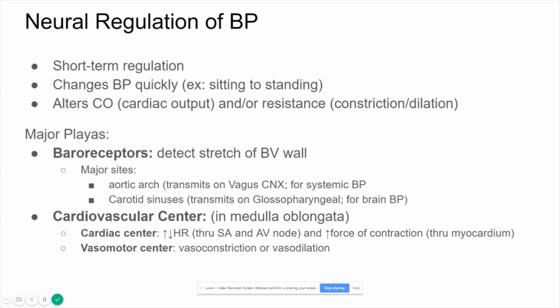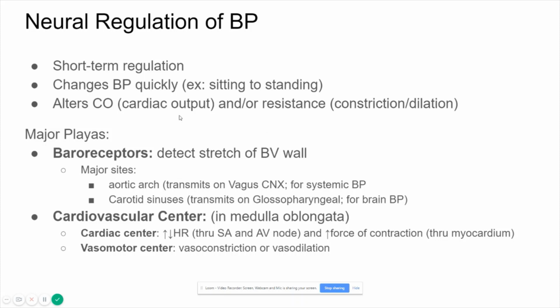So there's a number of ways that the pressure of the blood is regulated. We can divide these into short-term and long-term regulation. Your brain provides short-term, very quick regulation. This is the kind of change that happens in instances where your blood pressure changes very quickly, for example, when you go from sitting to standing. The way that your blood pressure can be regulated involves changes in both cardiac output as well as changes in resistance.